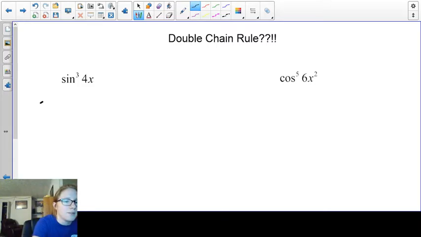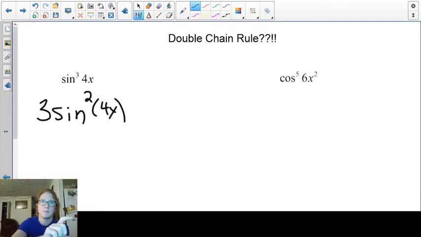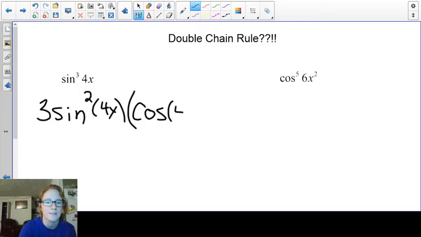So I'm going to bring down that 3, sine squared of 4x. Let's try that again. So I've brought down that 3. It's really hard to tell with the computer. So bring down that 3, minus the 1, to give me 2. Now I'm going to take the derivative of sine. The derivative of sine is cosine, and it's not going to be cosine x because it's not just sine x, it's sine 4x. So it's going to be cosine 4x.